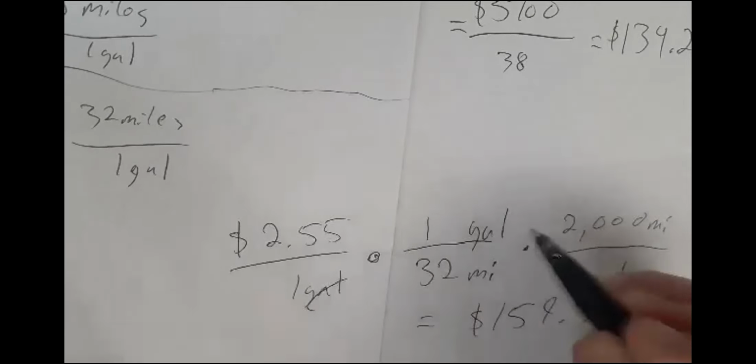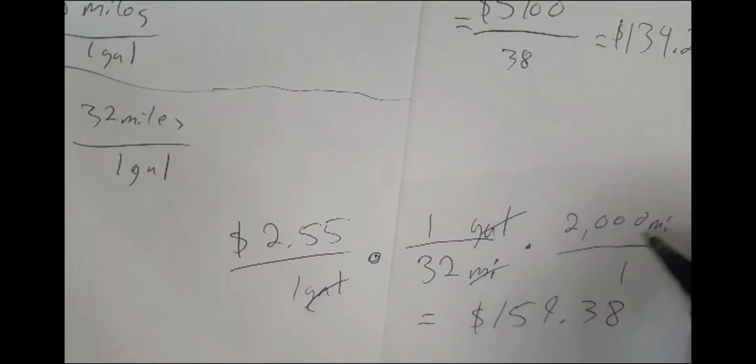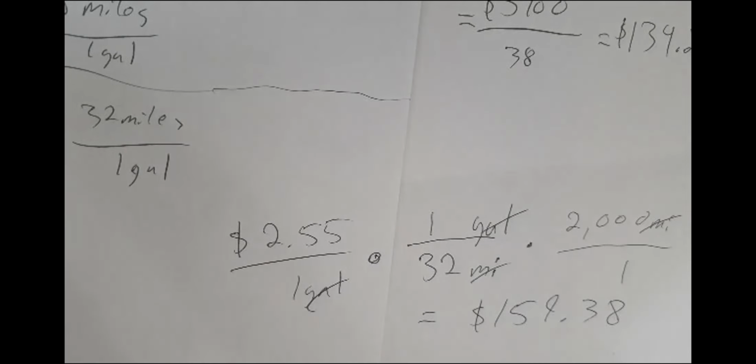So again, we can check our units. This is gallons, gallons, miles. Miles should simplify out. I can't believe it was that simple to figure out. This one had me up for a while the other night, man.